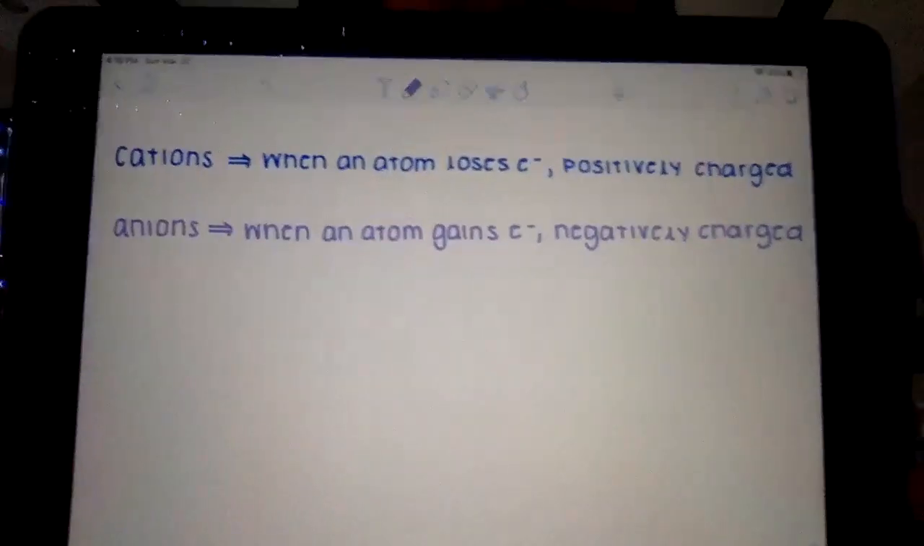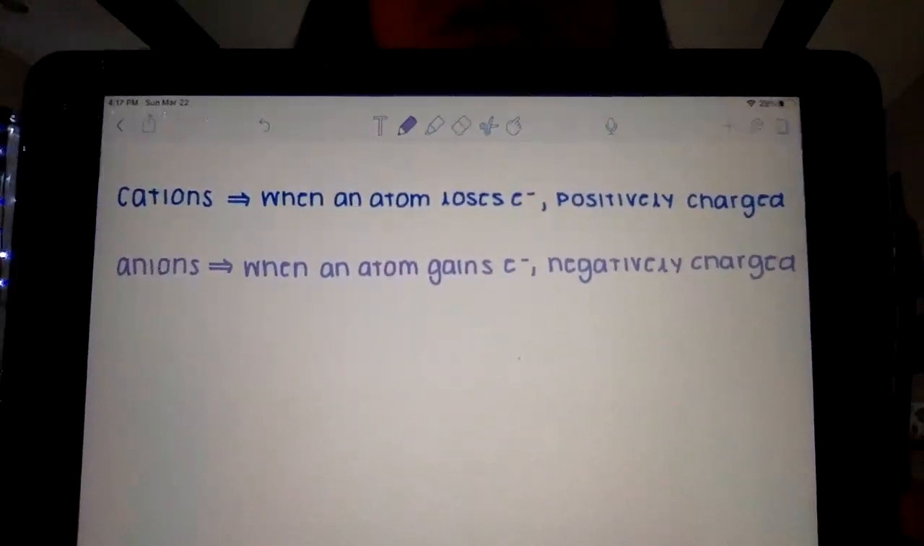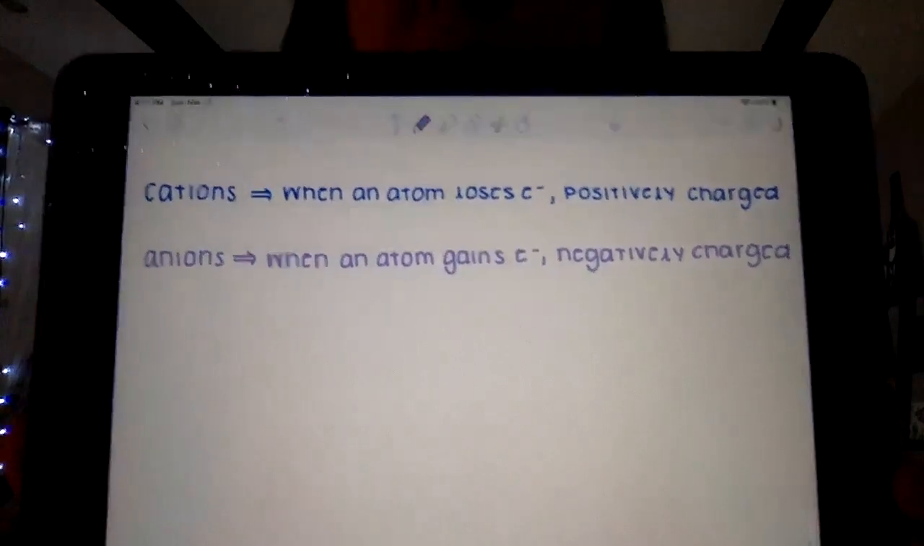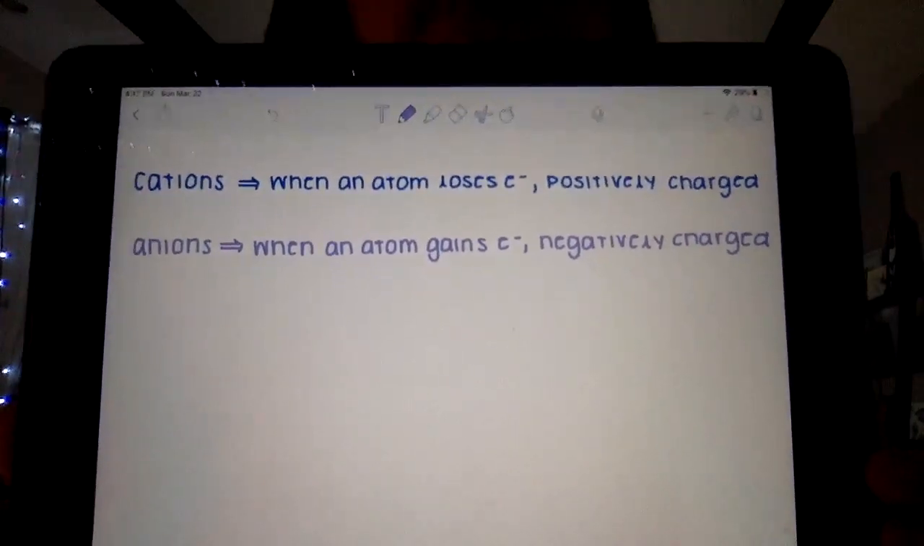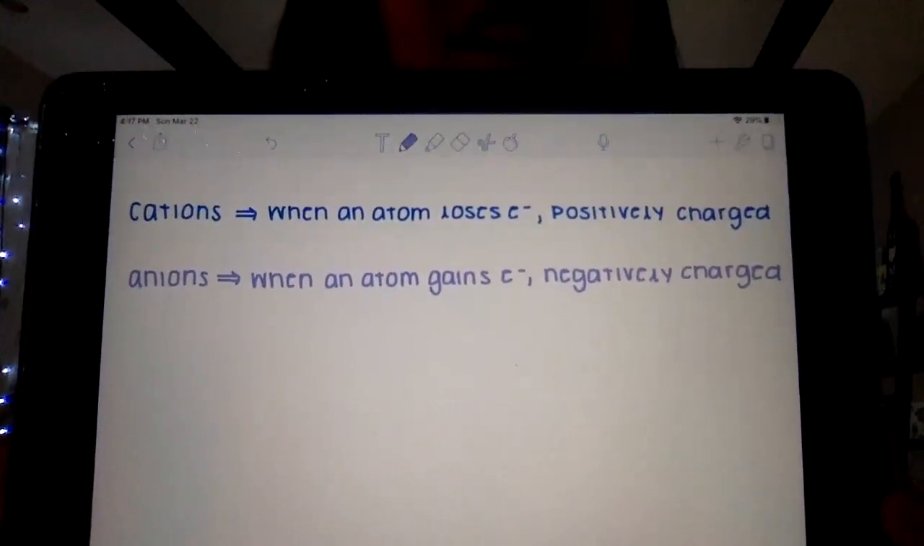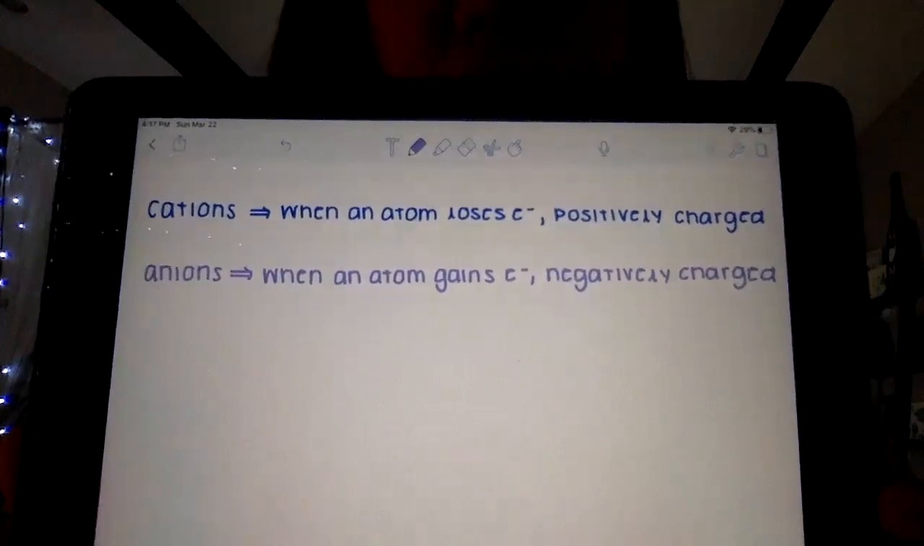For a little bit of the background, the main thing is knowing the difference between cations and anions. We want to remember that cations are when an atom loses electrons, and losing electrons makes it positively charged. And then anions are when an atom gains electrons, and when it gains electrons, it becomes negatively charged.